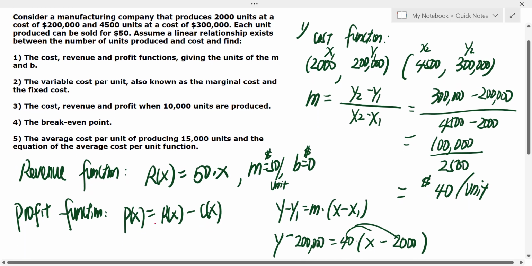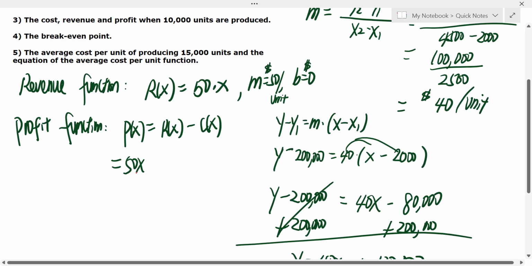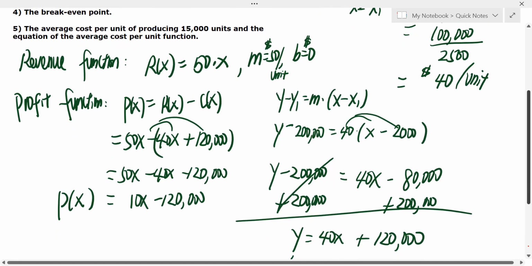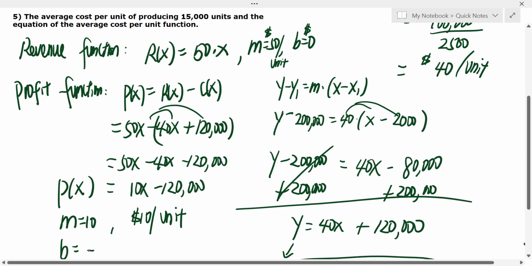So now we do 50x minus the cost function, 40x, make sure in parentheses, adding 120,000. And distributing, 50x minus 40x minus 120,000. So simplify: 10x minus 120,000. So that's P of x, profit function. This profit function slope m is 10. So this means the profit is $10 per unit.